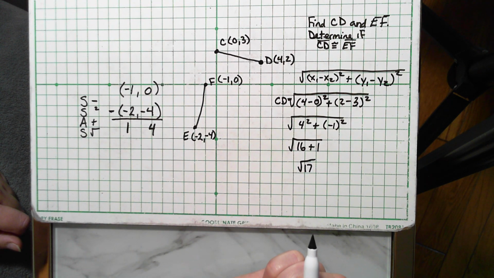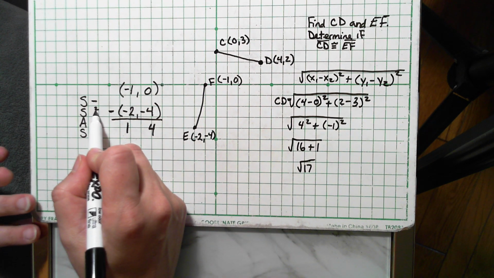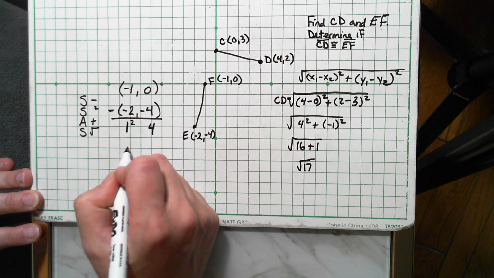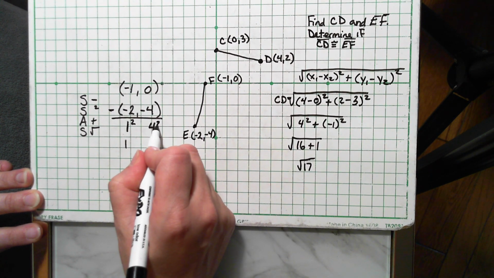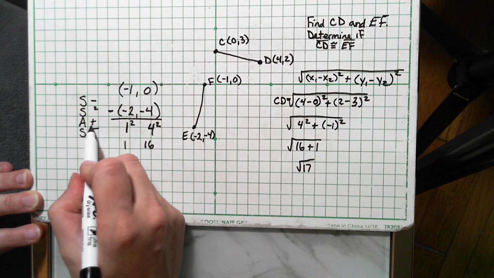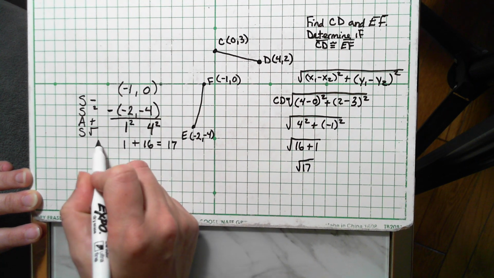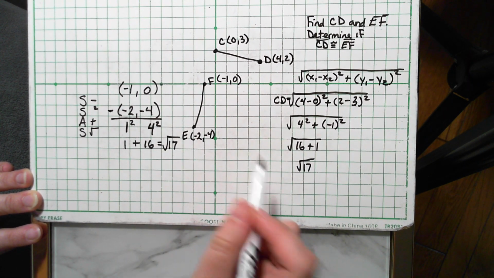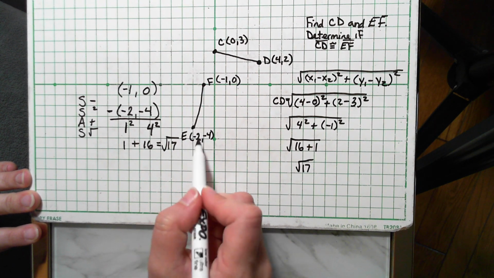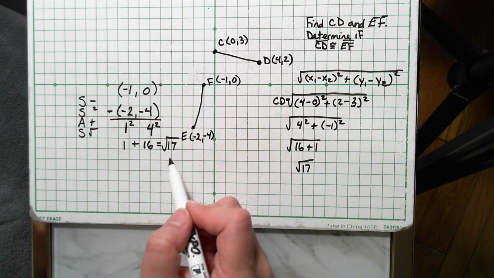Okay, then you're going to square these results. Okay, so squaring them, I get 1 squared is 1, and 4 squared is 16. Then I need to add these together, and then I need to do the square root of that. So I got my square root. This is the distance from E to F, or F to E, and it is the same steps.